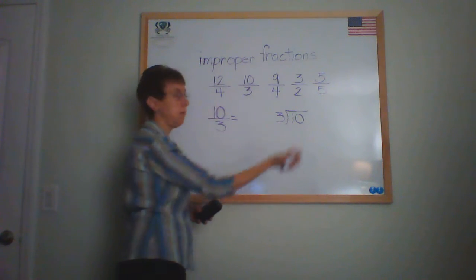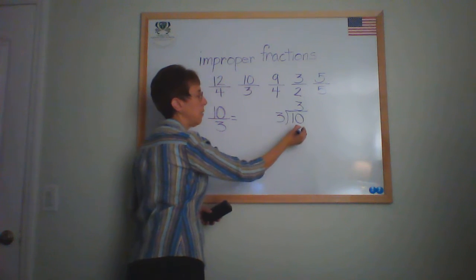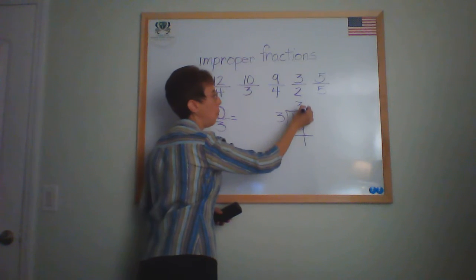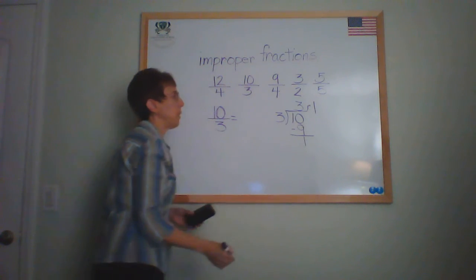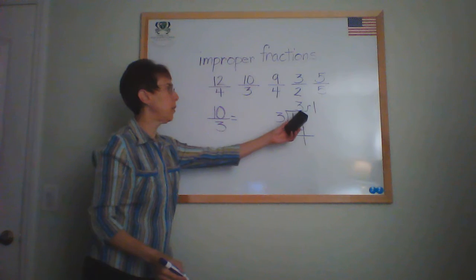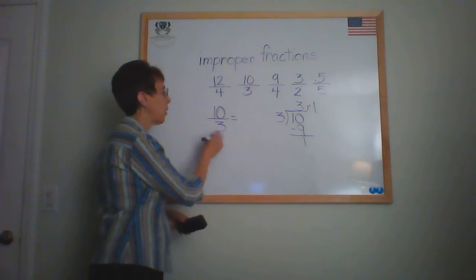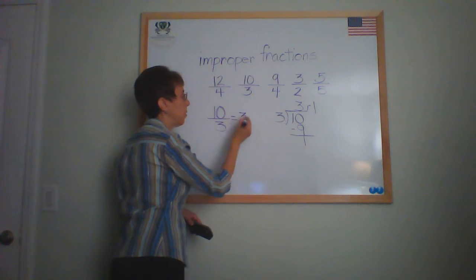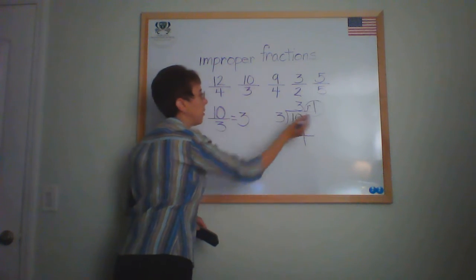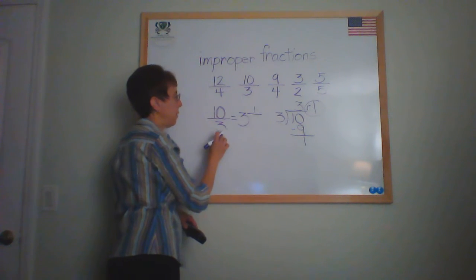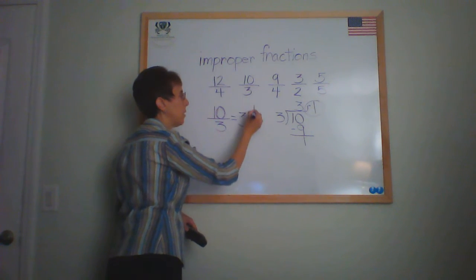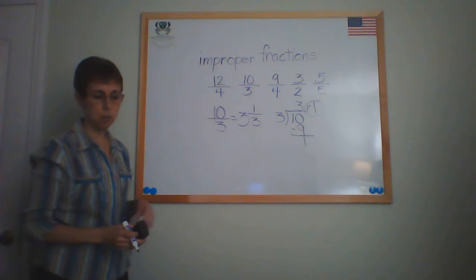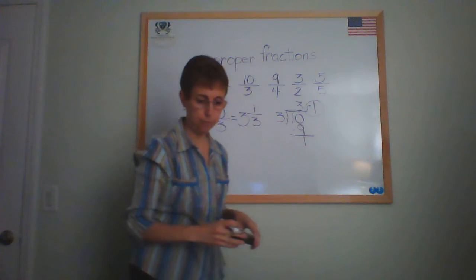3 goes into 10 3 times. 3 times 3 is 9. Subtract. You get a remainder of 1. So this basic division problem, 10 divided by 3, you get 3 with a remainder of 1. To write that as your mixed number, your 3 is your whole number, your remainder becomes your numerator, and remember we're still talking about thirds, so the denominator stays the same. 10 thirds is equal to 3 and 1/3.